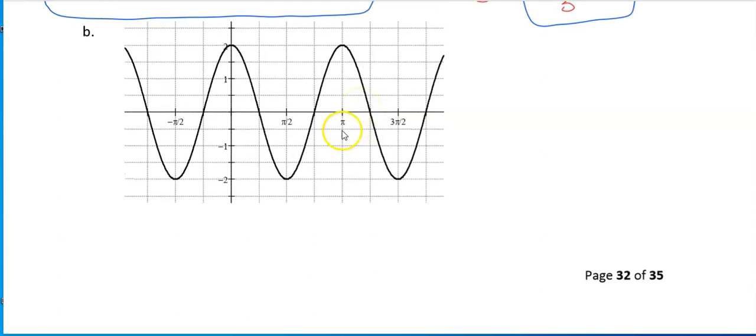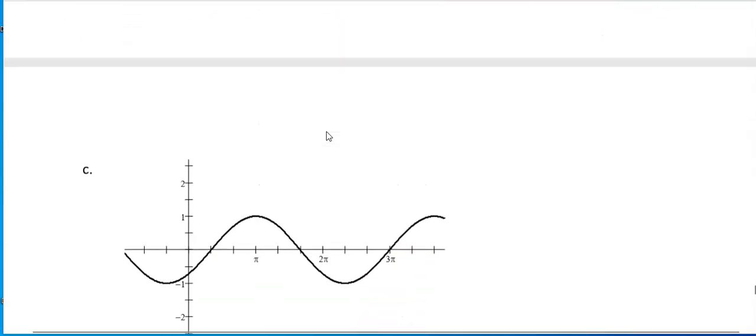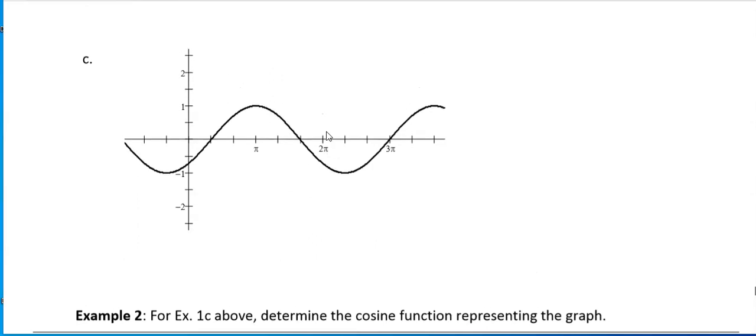Actually, that one looks pretty simple. I can tell the period there right away, and I can tell the amplitude right away. My goodness, and I can get the displacement right away. That one is not too bad. I'm going to try this one with you on the top of page 33. This is question number C. Okay, let's try this one, shall we, and see what we get.